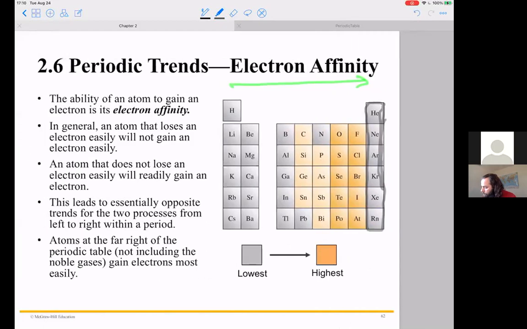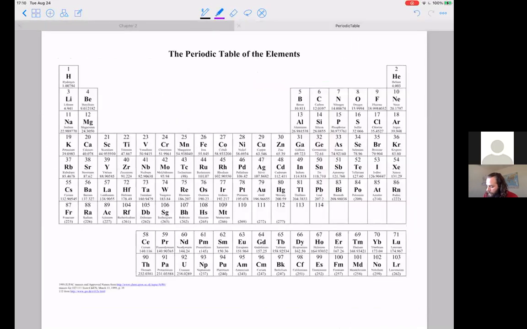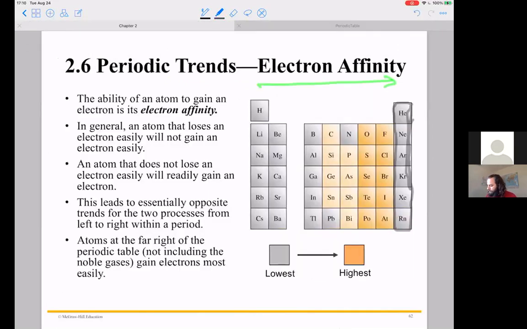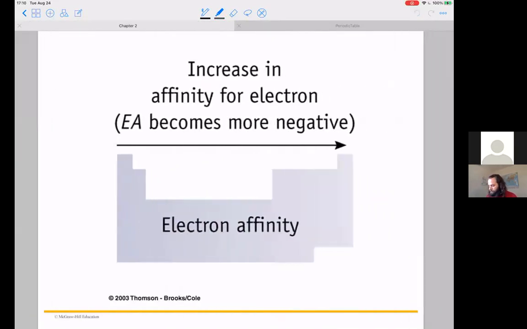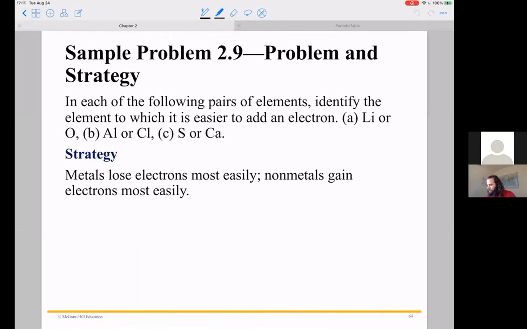Okay. So again, we're going to take our periodic table and we're going to note that the increase in electron affinity occurs from left to right. Okay. So now let's do a few examples here.